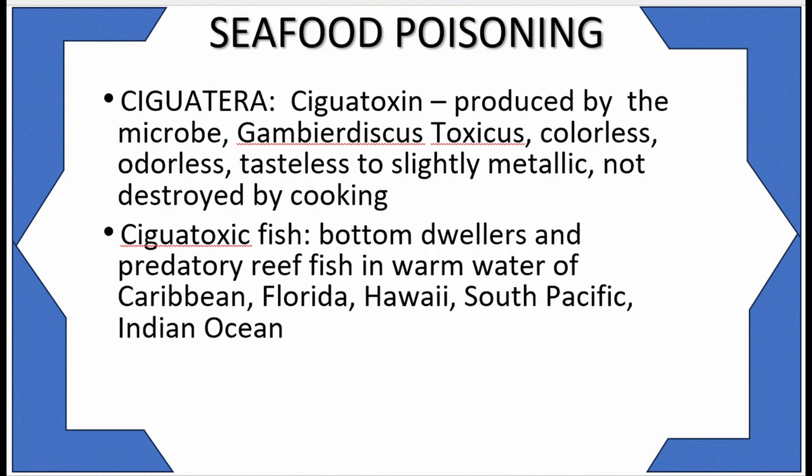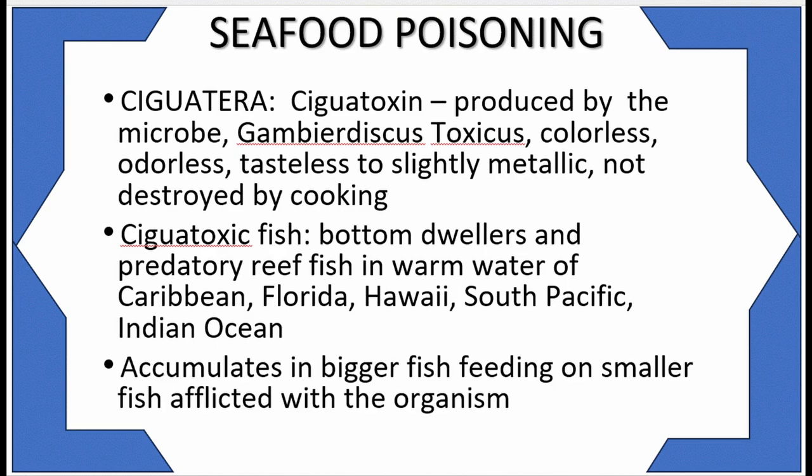And these fish are bottom feeders. They're dwellers of the bottom. Predatory reef fish in warm water. All the common areas that you're likely to go to: Caribbean, Florida, Hawaii, South Pacific, particularly the Indian Ocean. And it accumulates in the bigger fish when they eat the infected smaller fish because the toxin stays. They don't even need the bacteria, they just need the toxin that the bacteria produces.